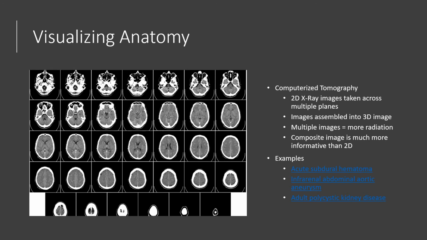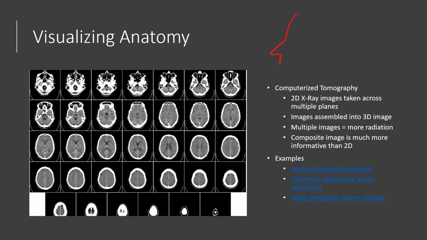A CT scan is really like a glorified x-ray. An x-ray is just a 2D image from one perspective, one shot. It's like a photograph, right? A CT scan takes that same regular 2D photograph, but it does it across multiple planes.